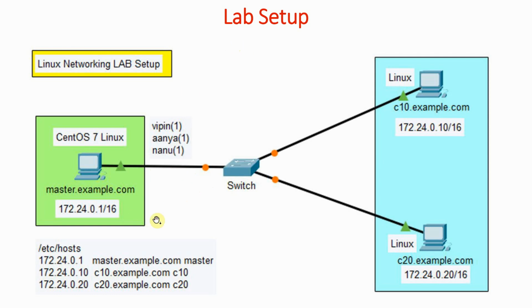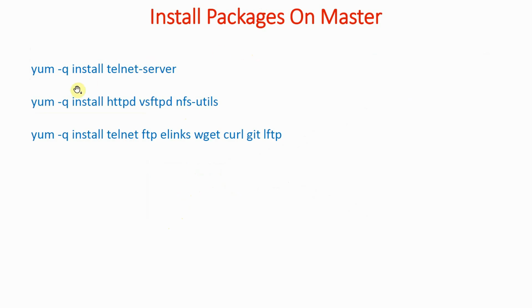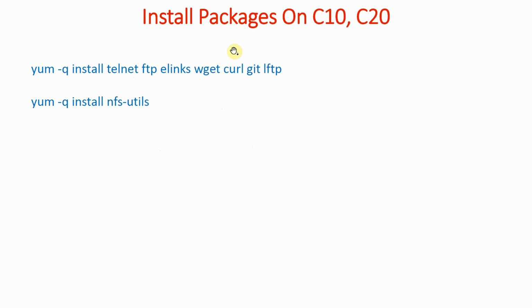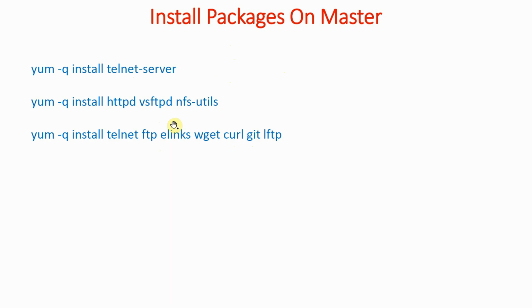And regarding which packages we are going to install on which systems, on the master system we are going to install various packages, yum install telnet-server by using this command. Then we will be installing web server, FTP server, NFS utility, and then we will be installing certain client packages like telnet, FTP, elinks, wget, curl, git and lftp. And on C10 and C20 we are going to install telnet, FTP, elinks, wget, curl, git, lftp and NFS utility packages. These types of packages we are going to install.